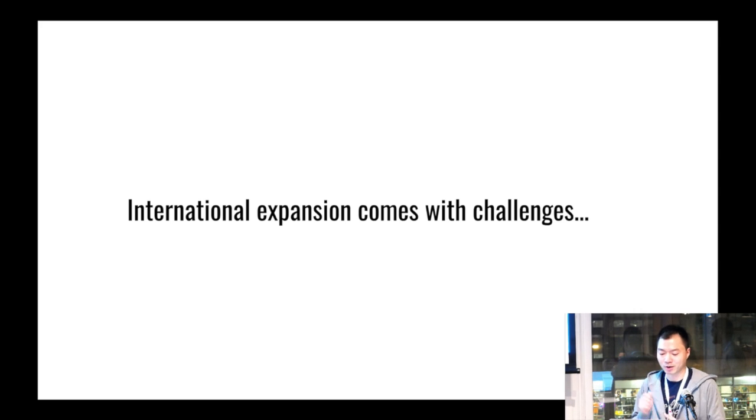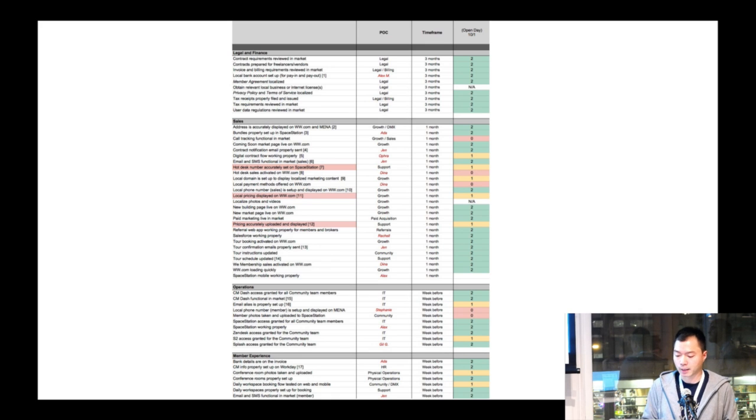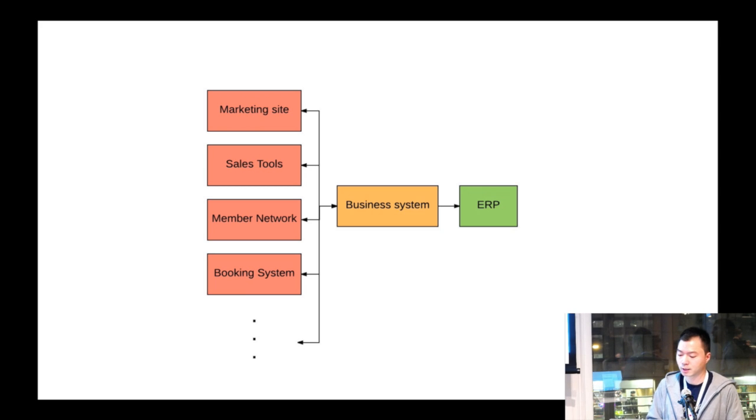Today we're going to talk about a challenge in one of our core business systems. This is part of our expansion list, one third of it. These are all the things that we have to do. But today we're going to focus on data segregation in one of our core business systems.